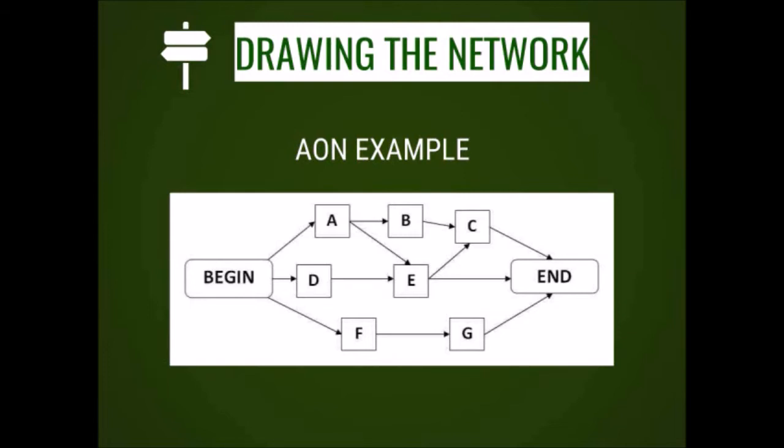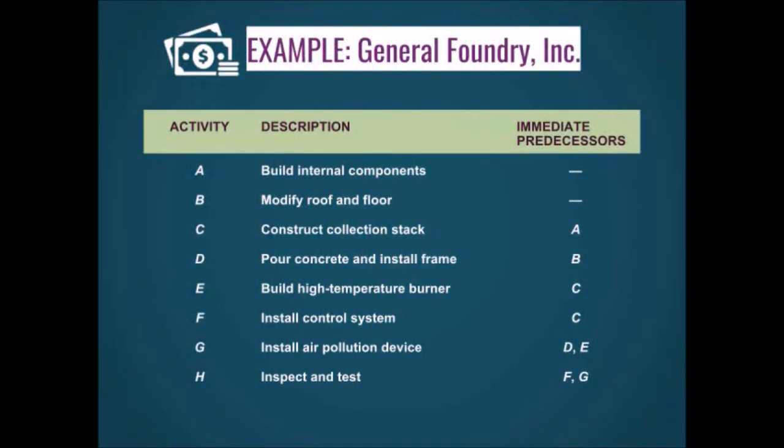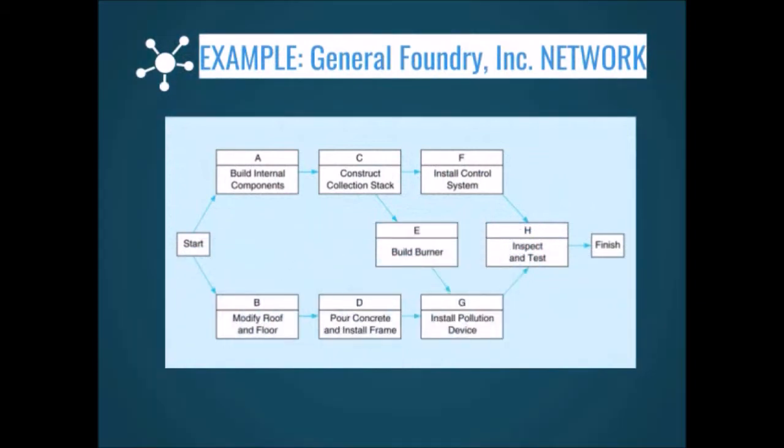So now, we should do the AON for General Foundry. Let us go back to the table shown earlier to review the immediate predecessors and connect the network. Now, this is the network model for General Foundry. Don't forget that we should always begin with start and finish with end.